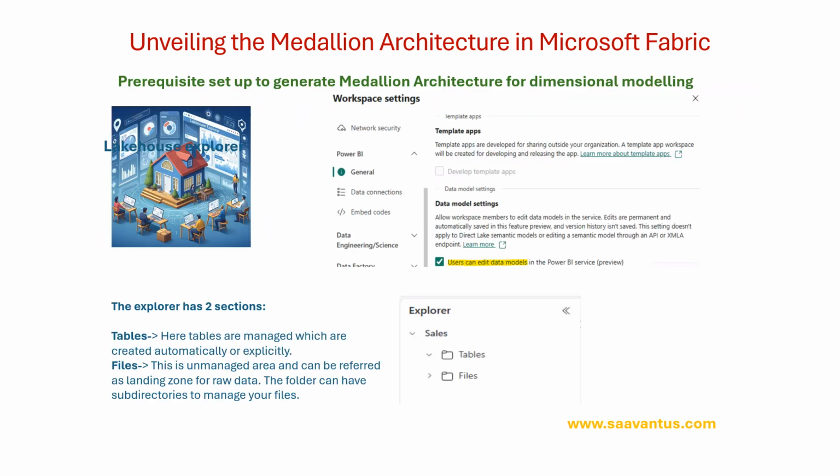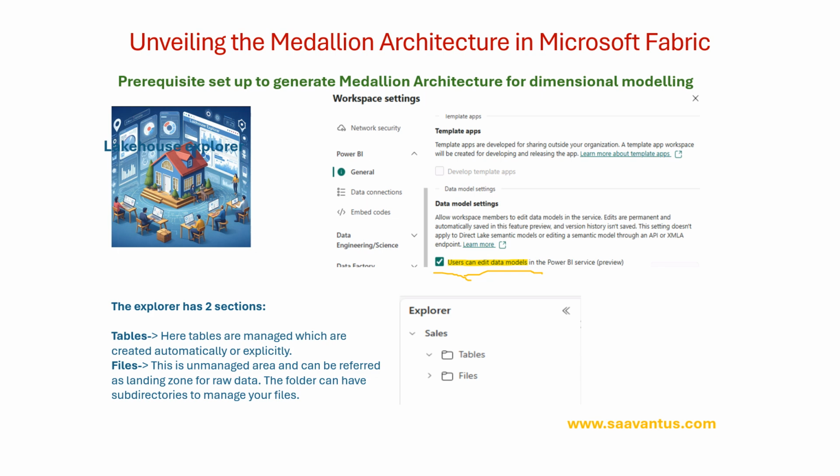Now I am going to tell you the prerequisite setup to generate Medallion architecture in Microsoft Fabric. In order to create dimensional modeling in the gold layer, we have to follow certain steps. For example, in the workspace settings, we have to tick 'Users can edit data models in the Power BI service (preview)' under the data model settings. So they should be checked so that we can create relationships between all the tables in the dimensional modeling.